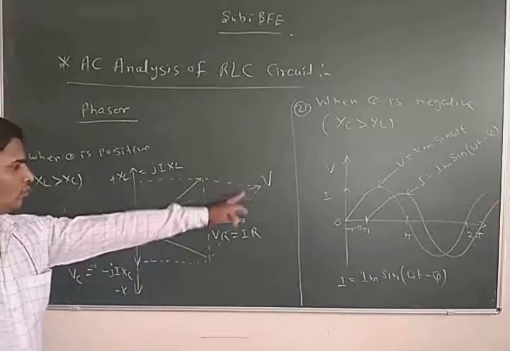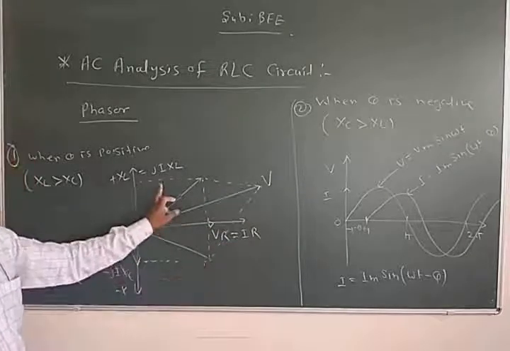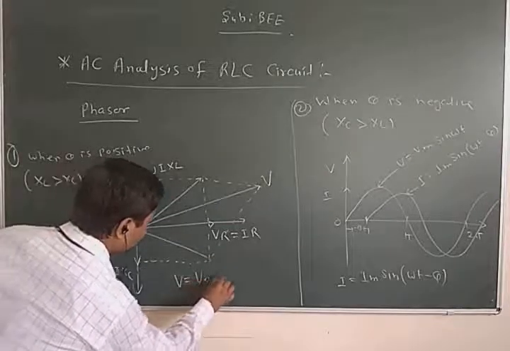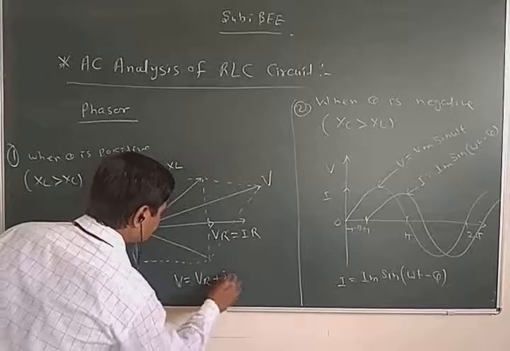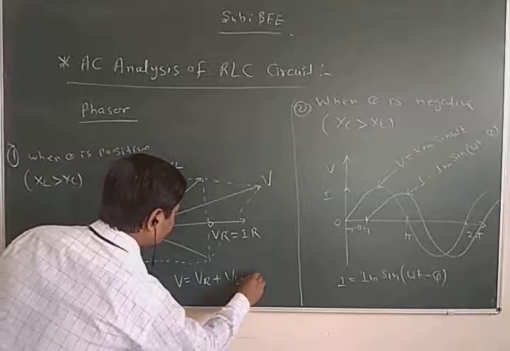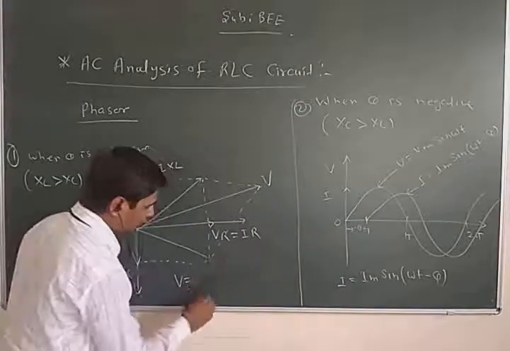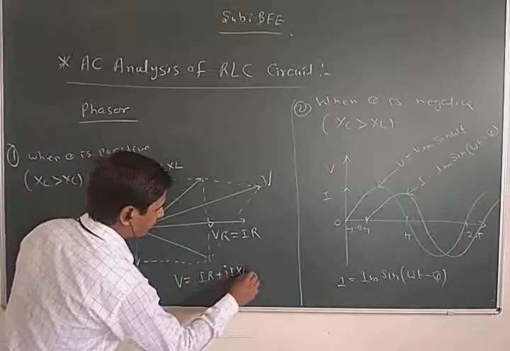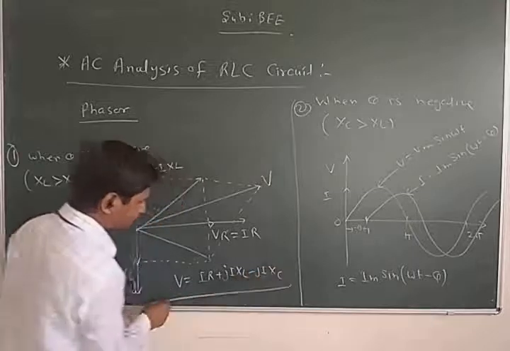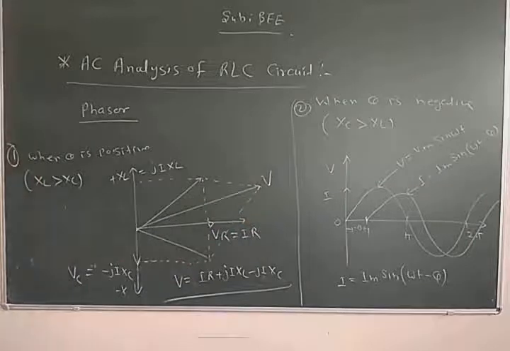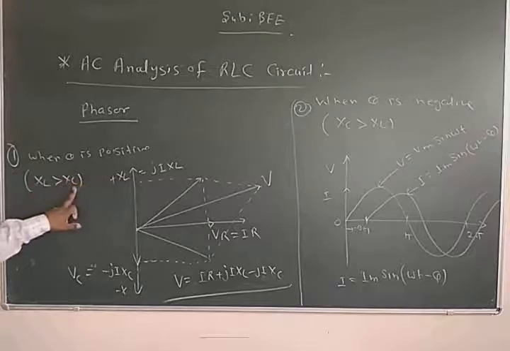So V is equal to VR plus jXL minus jXC. V is equal to VR plus jXL, we can say VL minus VC. Or in terms of current, we can represent IR plus jIXL minus jIXC. So this is the voltage and current phasor for the RLC series circuit. When theta is positive, it means XL is greater than XC.